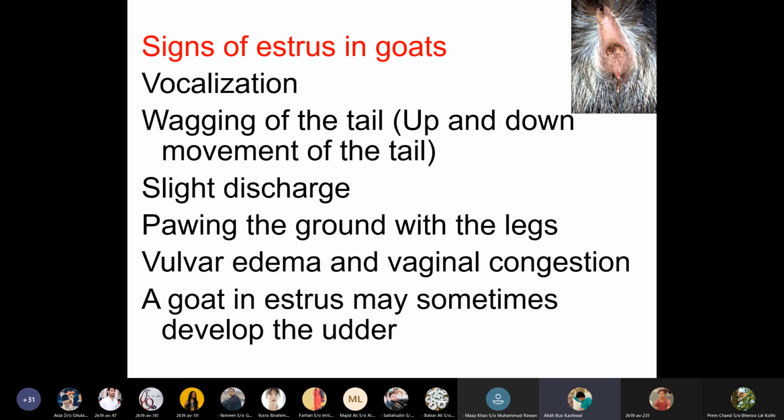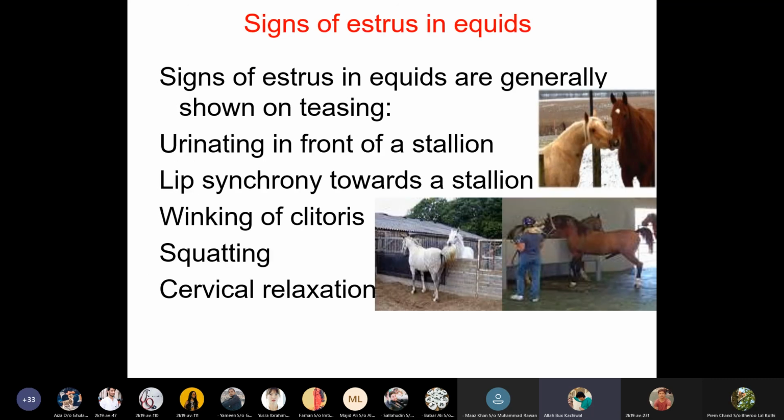Signs of estrus in a goat are vocalization, wagging of the tail, up and down movement of the tail, slight discharge, pawing the ground with the legs, vulvar edema, and vaginal congestion. A goat in estrus may sometimes develop udder enlargement.